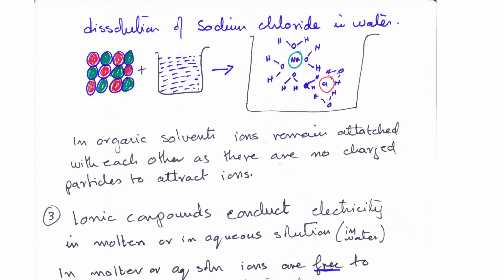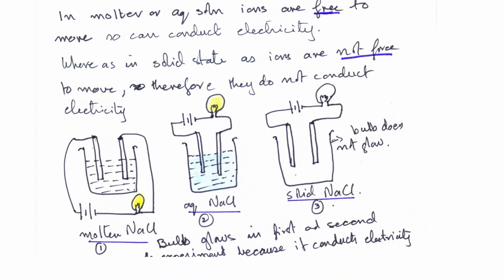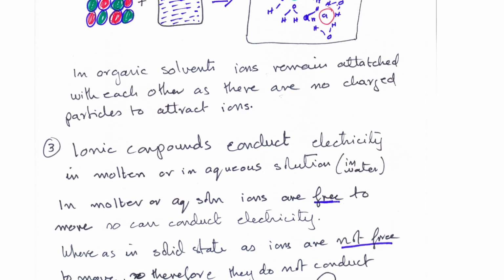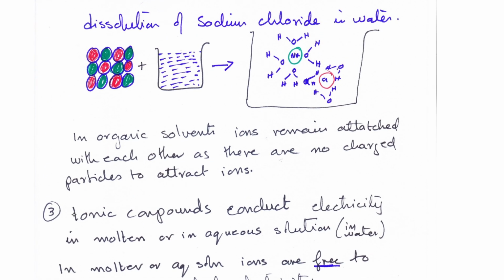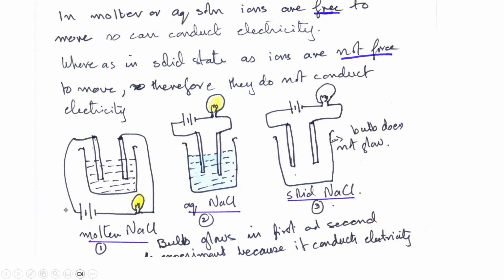Now, there's another property of ionic compounds: ionic compounds conduct electricity in molten or in aqueous solution in water. I hope you understand the meaning of molten, that is, when it is melted. In molten or aqueous solution, ions are free to move, so they can conduct electricity, whereas in solid state, as ions are not free to move, they do not conduct electricity.